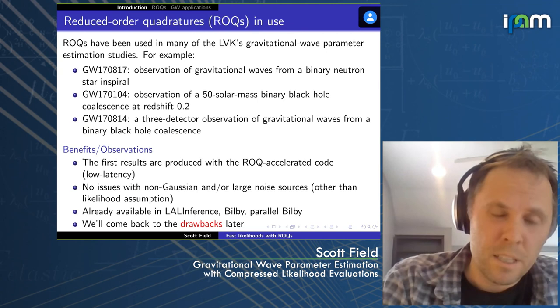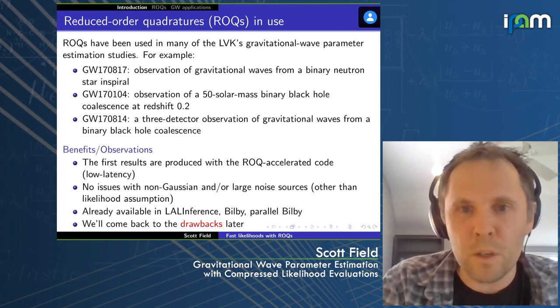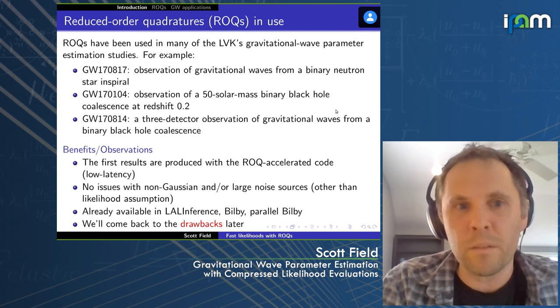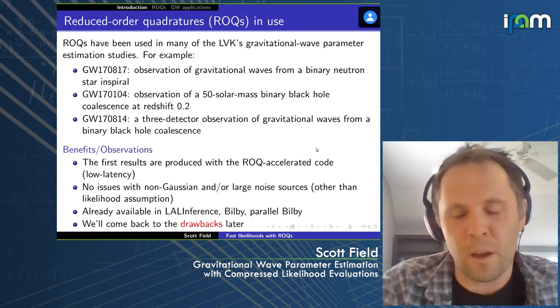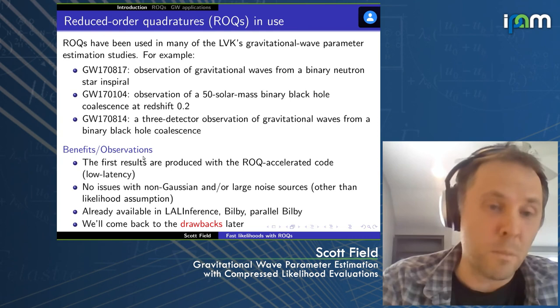So reduced order quadratures, which is the focus of this talk, have been around for a while, and have been used in some of the science that's been done. Here I've just listed a couple of events that I'm aware of that use reduced order quadratures in the official analysis, and it was oftentimes the first low latency result that helped produce some of the first looks at posteriors, for example. So some benefits: it's very fast.